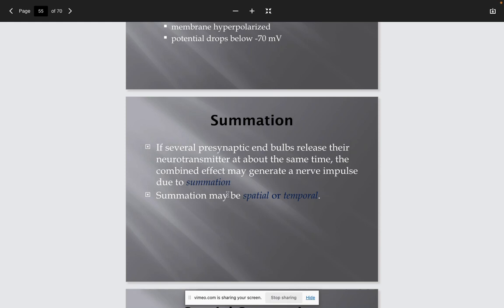So this is when you have release of a neurotransmitter that doesn't quite reach threshold and doesn't trigger depolarization, but we have multiple neurotransmitters that work together. It's the sum of these added together. This results in generation of a nerve impulse, and this is called summation. It may be spatial or temporal.